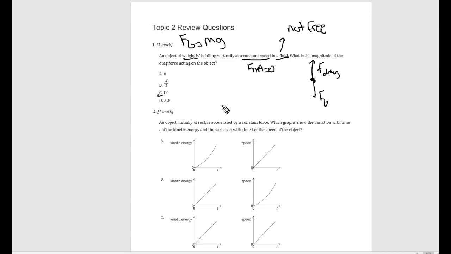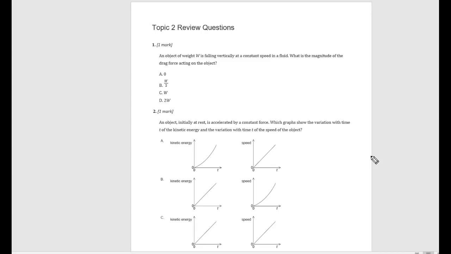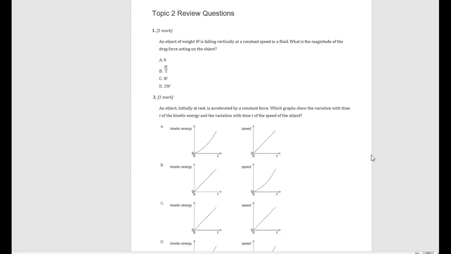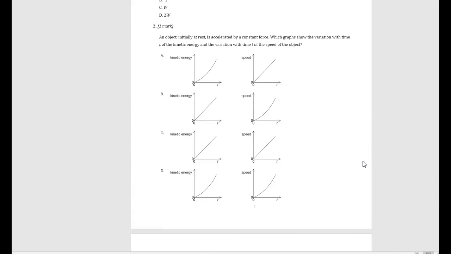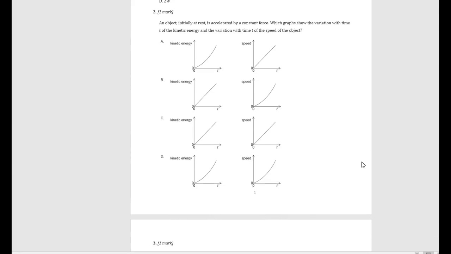Alright, let's move on. Question number 2 says, an object initially at rest is accelerated by a constant force. Which graphs show the variation with time t of the kinetic energy and the variation with time t of the speed of the object? Let's see. It's initially at rest, meaning that the initial kinetic energy should be 0, and the initial speed should also be 0, which is true for all of these graphs, so that doesn't help us too much. Is accelerated by a constant force.